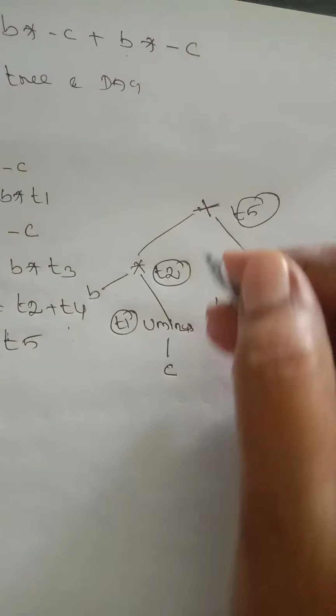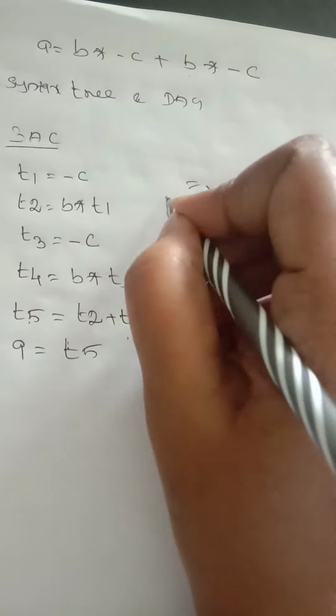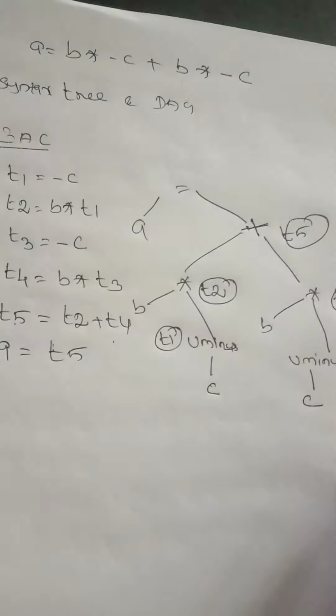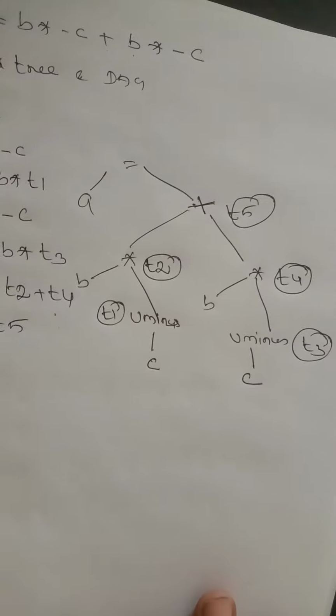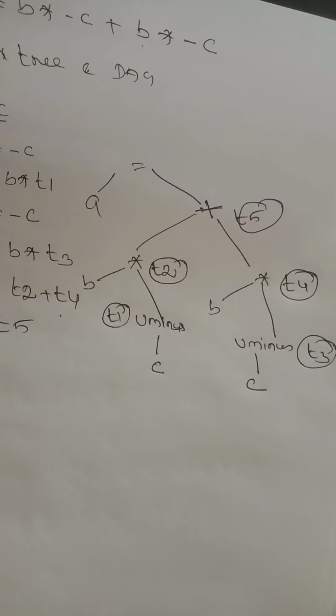Okay, next we have to assign A equal to T5. That's all. So this is the syntax tree for the given three address code. Next we have to optimize it.